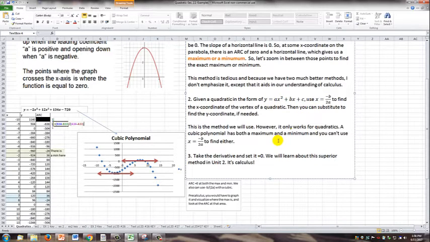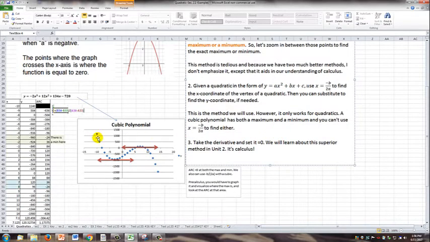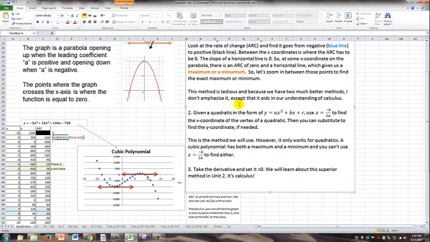Only quadratics. So very quickly, I just created a cubic polynomial, and the cubic polynomial I graphed is y equals negative 2x cubed plus 12x squared plus 134x minus 720, and it's degree 3. That's why it's called a cubic polynomial. And you can see that it has both a minimum and a maximum. And I mentioned that this slope of 0 here doesn't tell you whether it's a minimum or maximum, so that's a problem. But furthermore, you can't use negative b over 2a for a cubic. You can only use it for a quadratic.